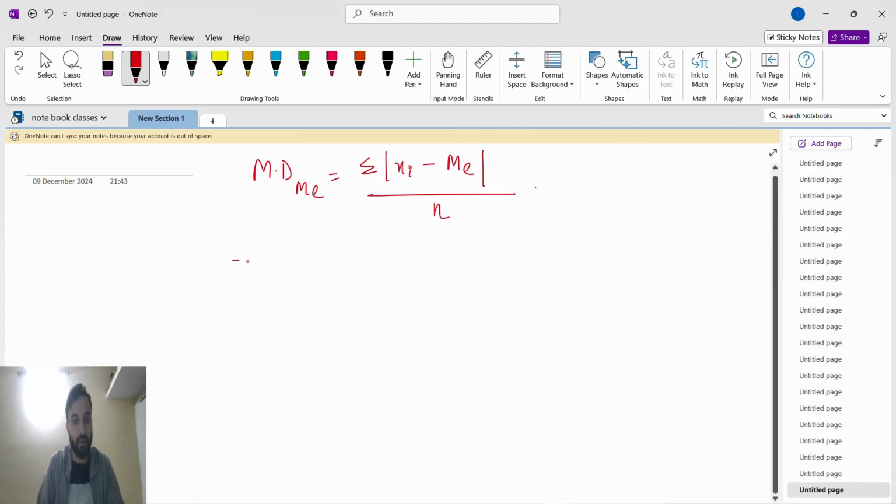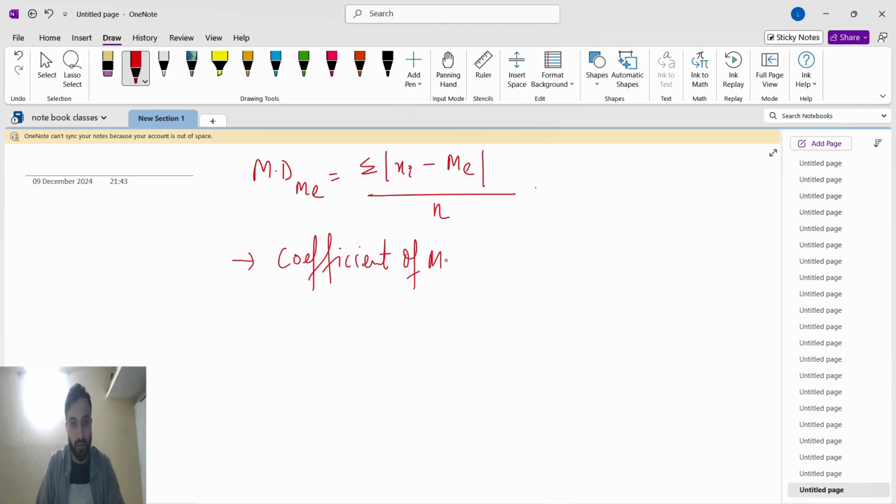Everything will remain the same. And the last is the coefficient of mean deviation about median. So what is that? It is the same. We will find this mean deviation about median, divided by the median, because we are talking about median. So divided by median into 100.